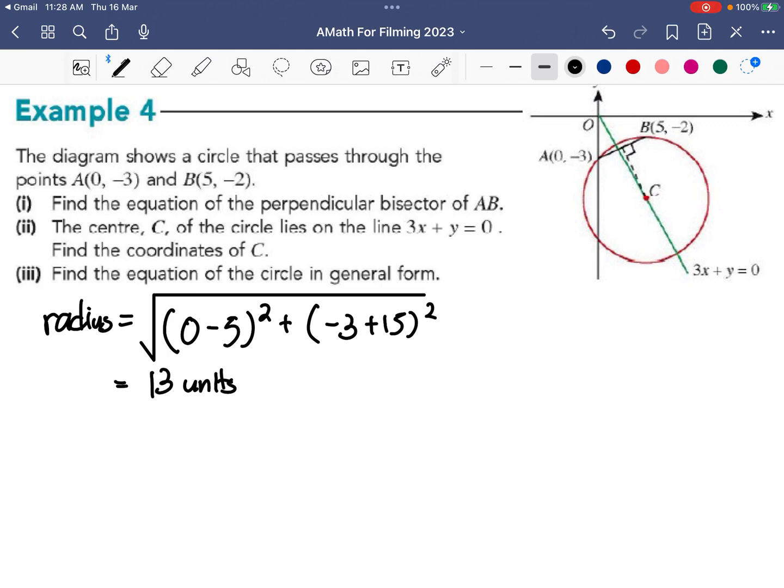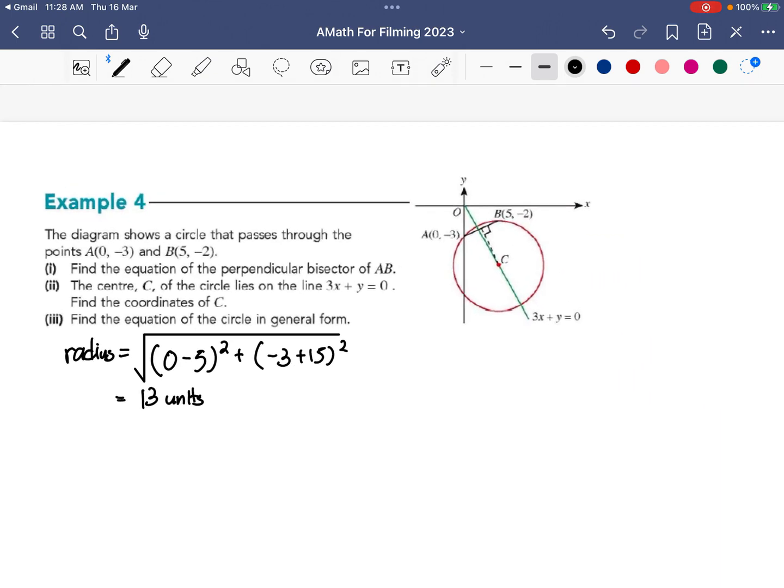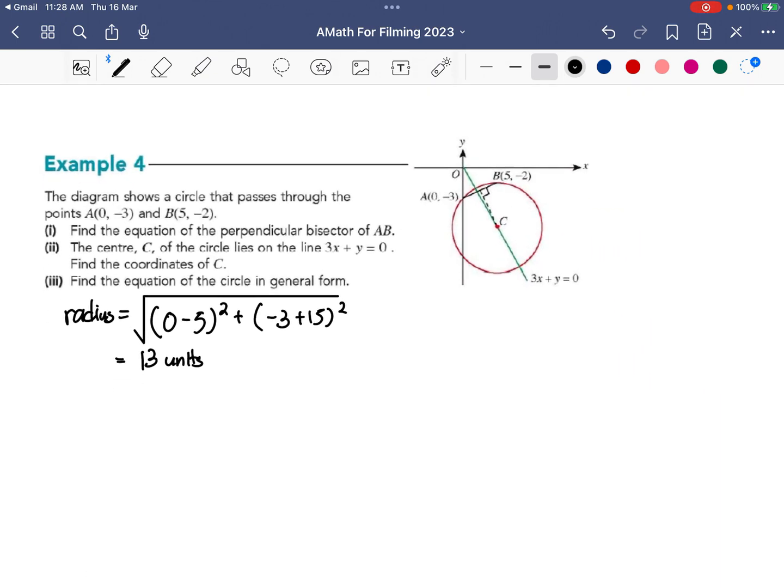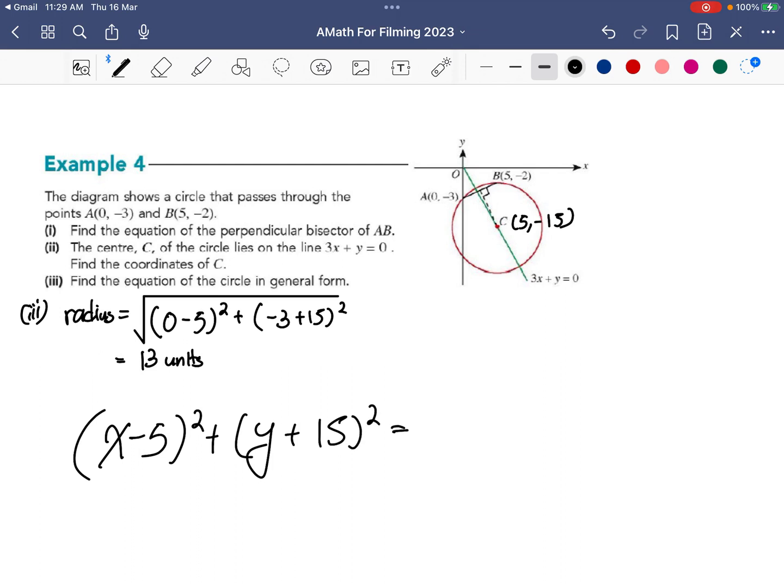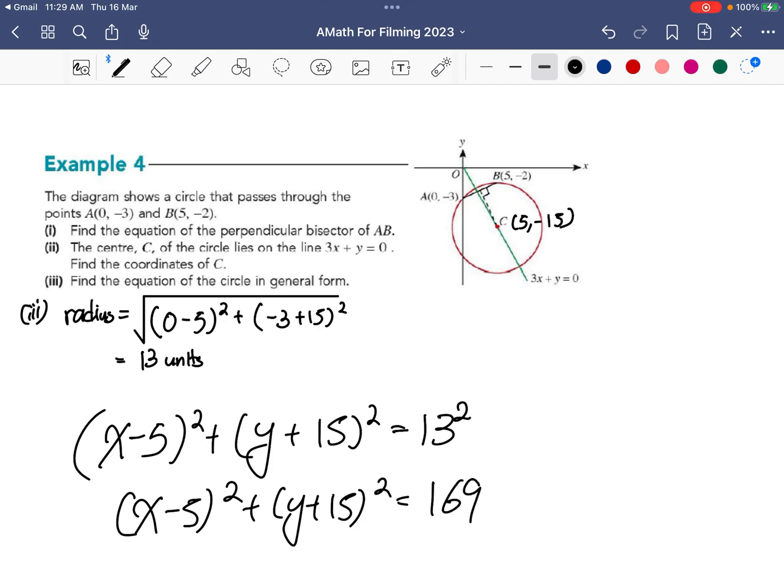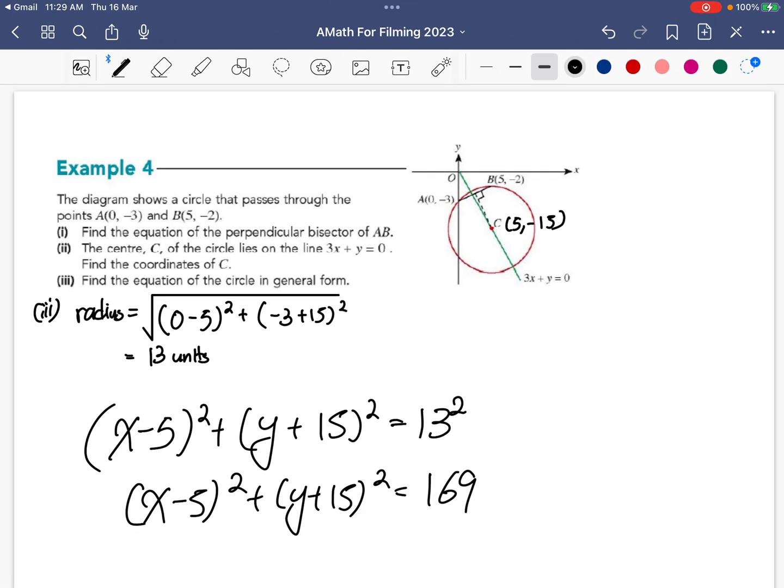Hence, the equation of the circle, given that the center was (5, -15), let me label that (5, -15). So the equation of the circle now becomes (x minus 5) squared plus (y plus 15) squared equals 13 squared. So what I get is (x minus 5) squared plus (y plus 15) squared equals 169. And we are done with example 4.